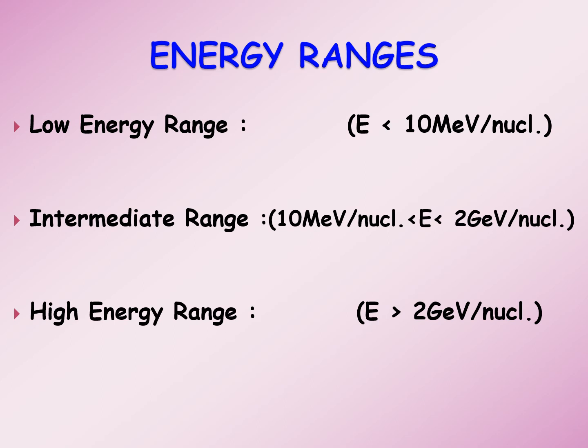Second is the intermediate energy range, where the energy lies between 10 MeV per nucleon to 2 giga electron volt per nucleon. And third is the high energy range, where the energy is greater than 2 giga electron volt per nucleon. Remember, in the low energy range, generally we study the nuclear structure. In the intermediate energy range, we study the nuclear properties. And in the high energy range, we study the elementary particles or quarks.